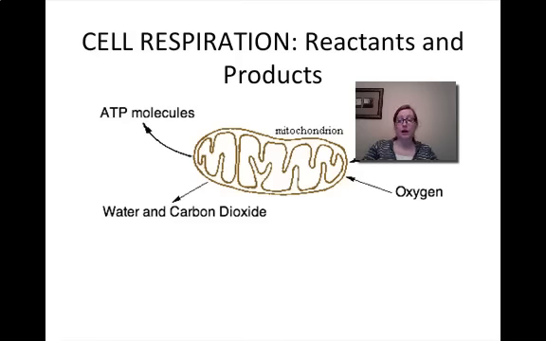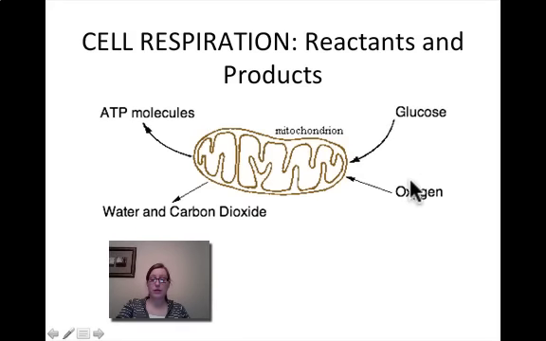So when we look at this, we see our reactants here. Okay, the reactants, they're over here. Reactants: glucose and oxygen. They're going to go into our organelle, which is our site of respiration, the mitochondria. And what we're going to produce are water and carbon dioxide.